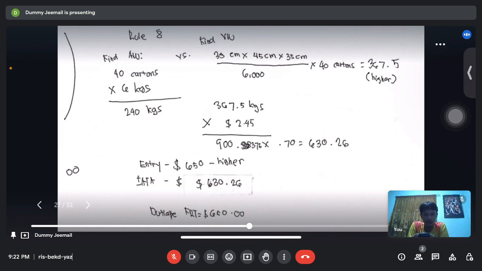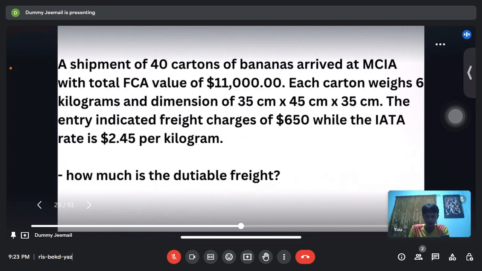It's in decimal, so 367.50. Same lang. What's in the calculator, I just put 367.5 here. Then we multiply it by the IATA rate, which is $2.45. So, times $2.45.